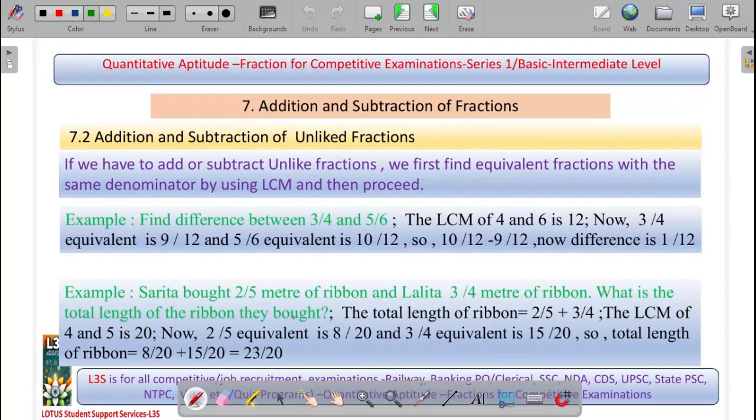Another example: Sarita bought 2 by 5 meter of ribbon and Lalita 3 by 4 meter of ribbon. What is the total length of ribbon they bought? So the total length will be 2 by 5 plus 3 by 4. The LCM of 5 and 4 is 20. Now the equivalent of 2 by 5 is 8 by 20, and 3 by 4 is 15 by 20. So the total length of ribbon will be 8 by 20 plus 15 by 20, which is 8 plus 15, that is 23 by 20.